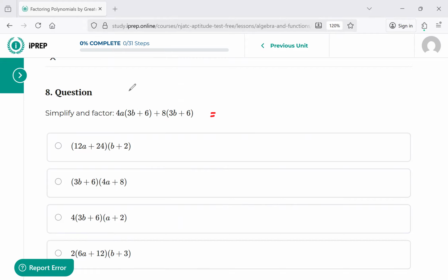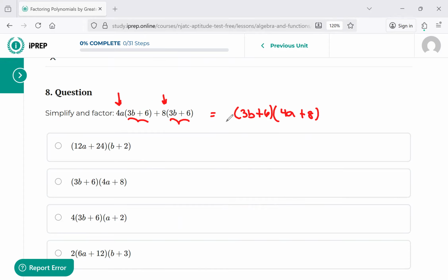This looks like a grouping by factoring. Notice that you see a repeat of 3b plus 6, right? You see it here and here. So when you have a repeat, you just write it out once. So you just write out that 3b plus 6. And then you bring down your leftovers, the ones you haven't used. So we didn't use the 4a and the 8. So just bring that down. And that's your answer. Can we go any further?